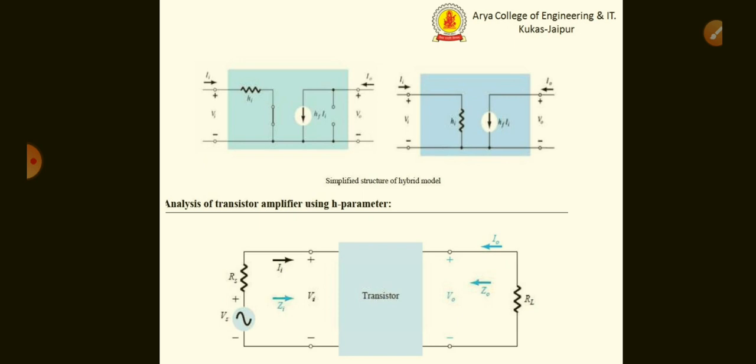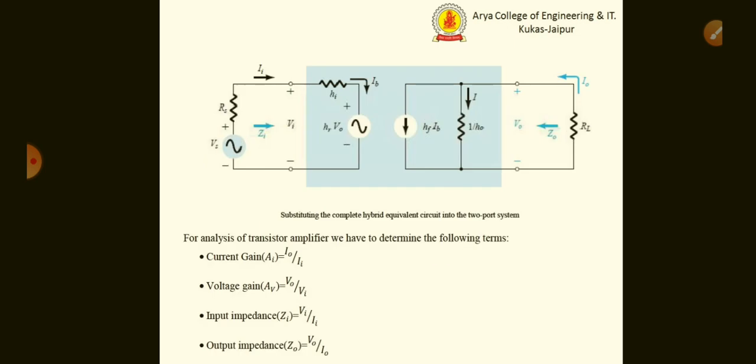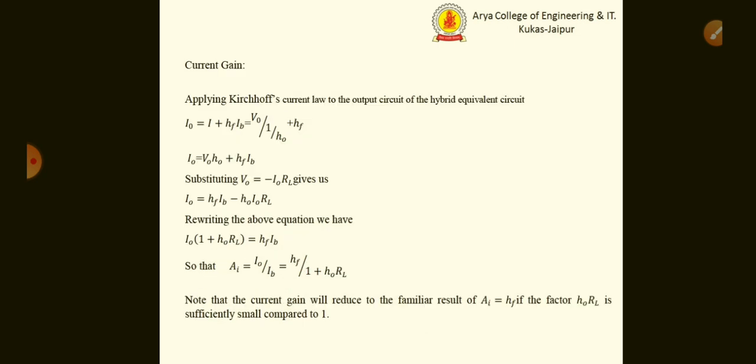Now we start with the analysis of the transistor model using H parameters. For the analysis of the transistor amplifier, we will determine the following terms: current gain, voltage gain, input impedance and the output impedance. Applying KVL in the circuit, we find the current gain, which equals minus Hf upon 1 plus Ho RL.